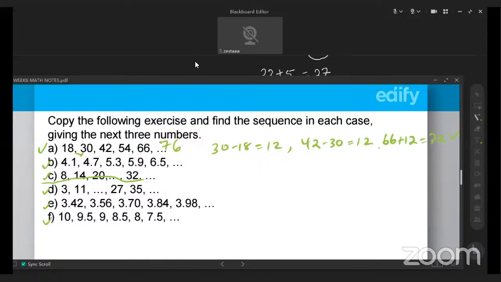Next one, Abby. Both Abraham. Yes. The next one I got 4.7 minus 4.1, which is 0.6. So the next number will be 7.1.